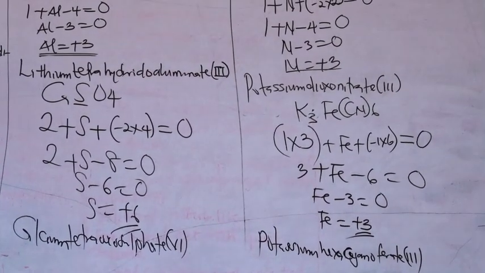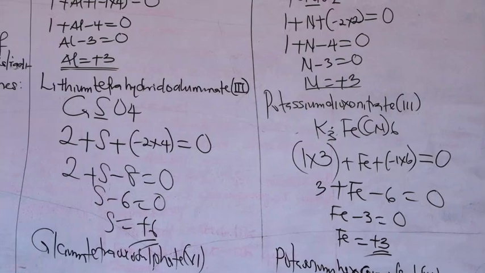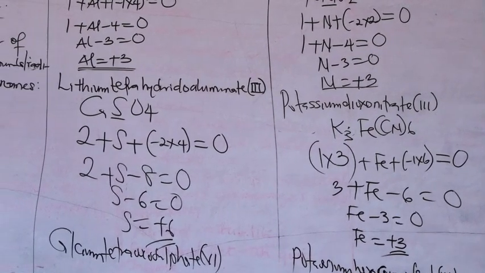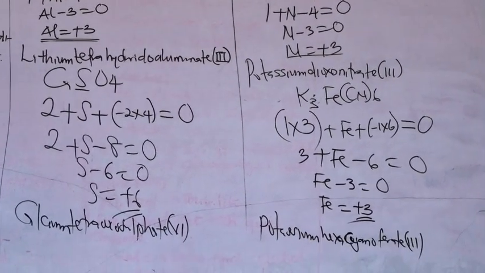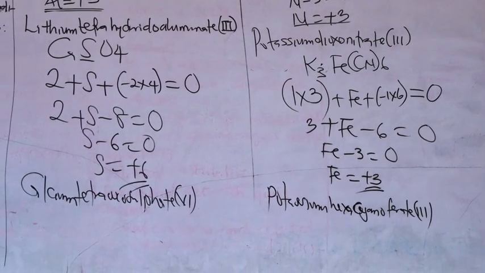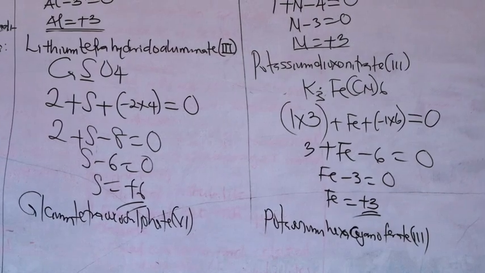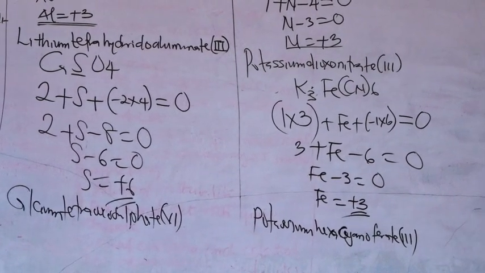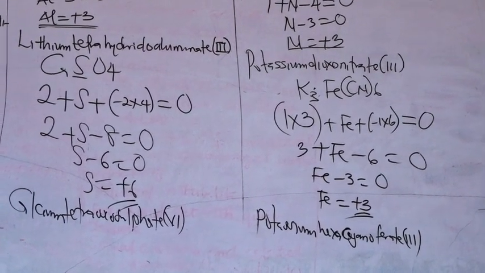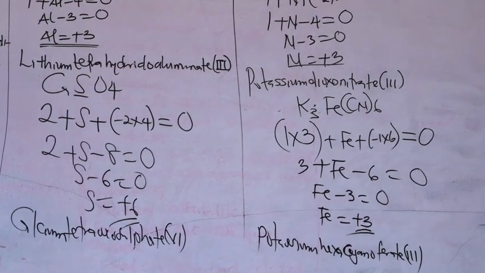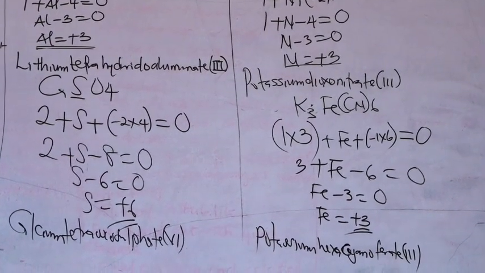Are we together? So that is one of the importance of oxidation number. It helps to name inorganic compound. Is there anybody here that cannot calculate oxidation number of elements in a given compound or ion?